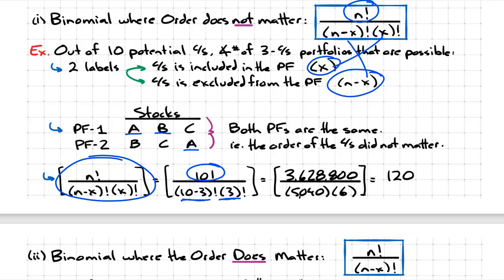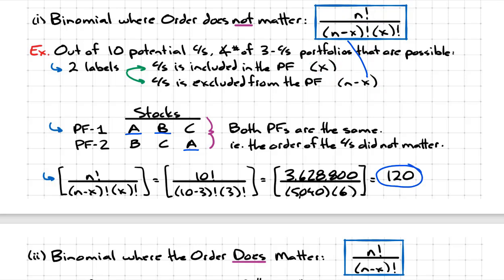And again, remember, ladies and gentlemen, you have to take their factorial, right? And when you work this out, you get 120. So to answer the question head on, there are 120 ways in which we can construct a 3-stock portfolio using 10 stocks, or from a selection of 10 stocks.